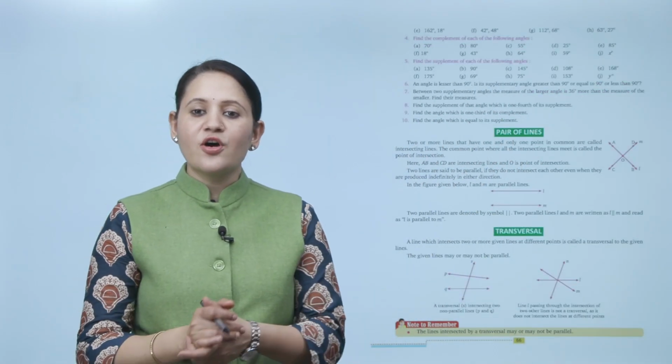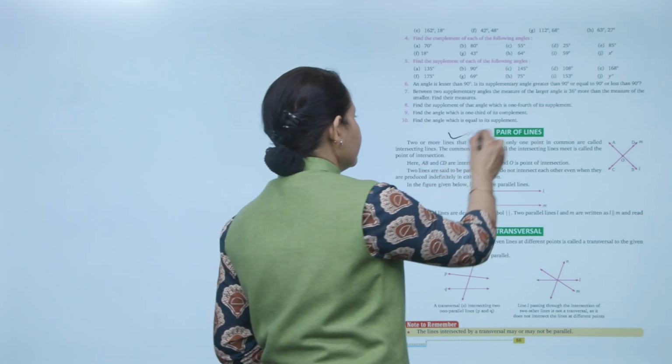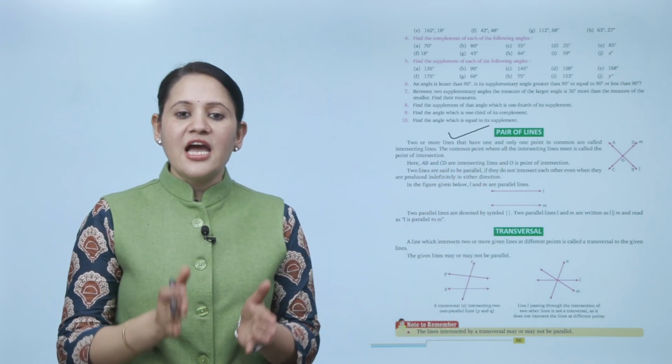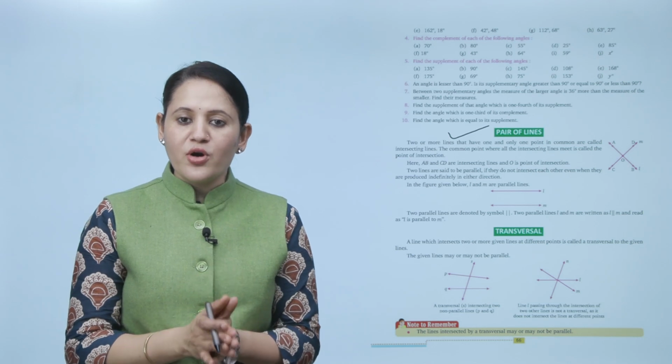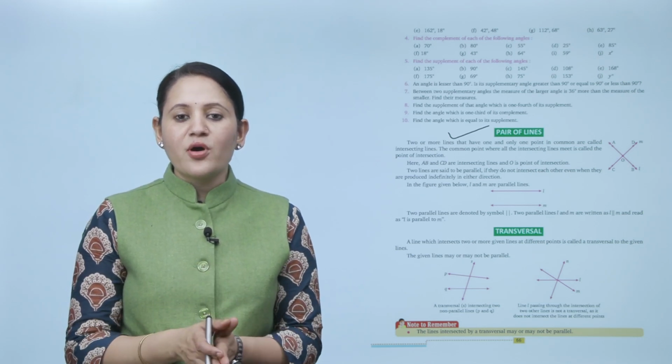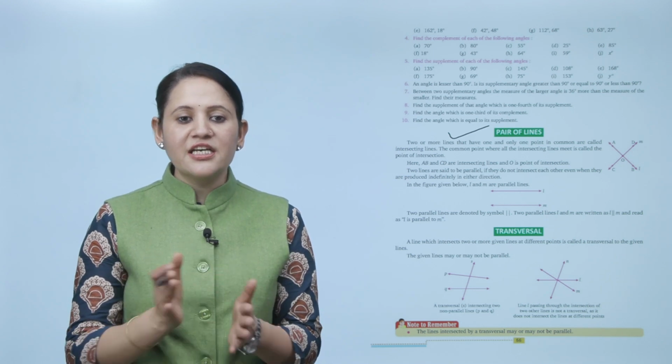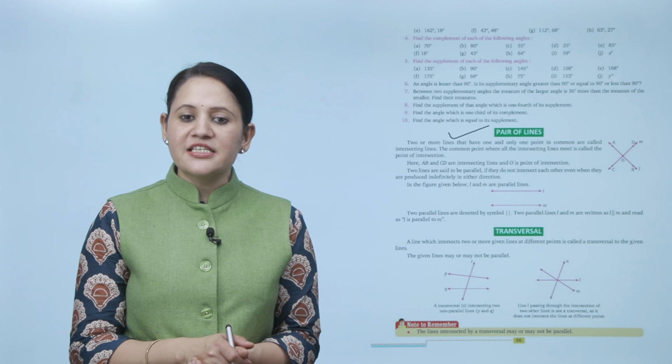Next is pairs of lines. Two or more lines that have one and only one point in common are called the intersecting lines. The common point where all the intersecting lines meet is called the point of intersection. Here, AB and CD are the intersecting lines and O is the point of intersection.